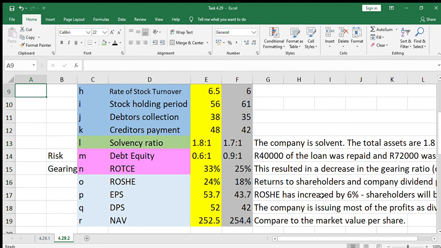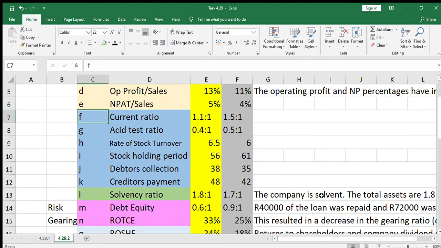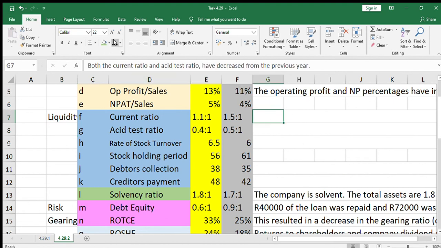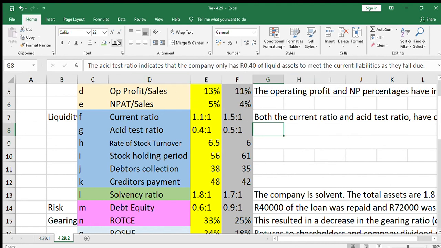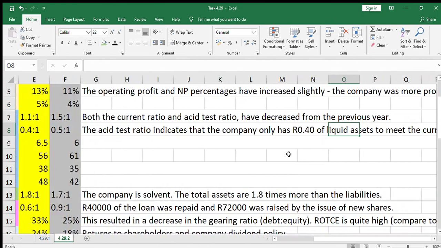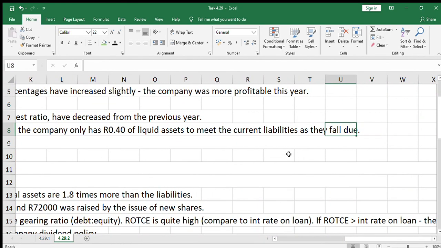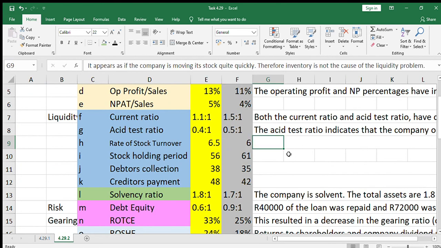And the last thing is liquidity. So all of these that I've highlighted in blue are the liquidity indicators, right? So these here are all for liquidity. So we can say both the current ratio and the asset test ratio have decreased from the previous year. The asset test ratio indicates that the company only has 40 cents of liquid assets to meet the current liabilities if they fall due. So this is really a poor indicator for liquidity.